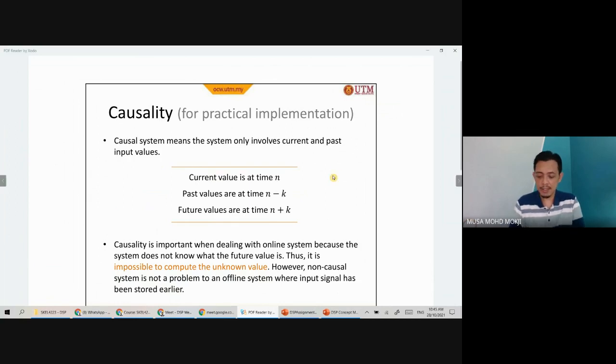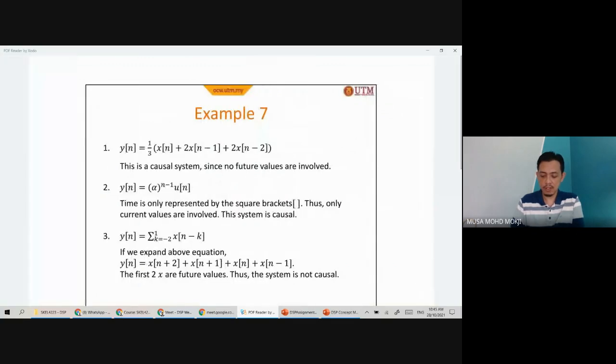But for the systems that we're going to cover in this course, the whole semester, we're not going to do that. We're not going to do prediction. So we are going to focus on the causal system. Everything that we design will be supposed to be causal, so that it doesn't involve future values.